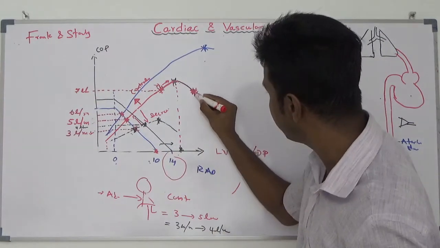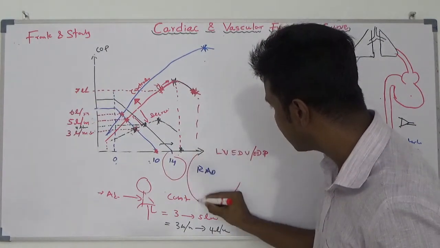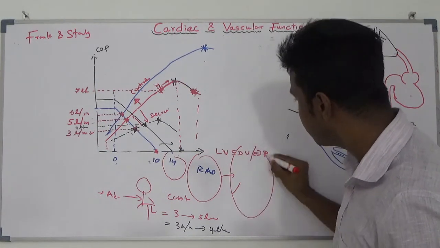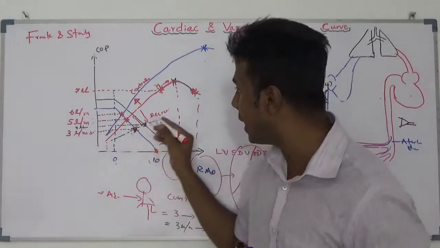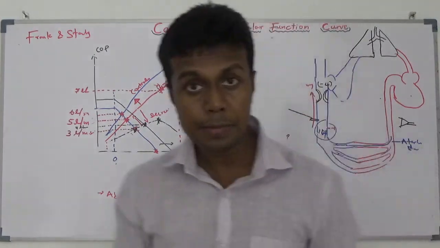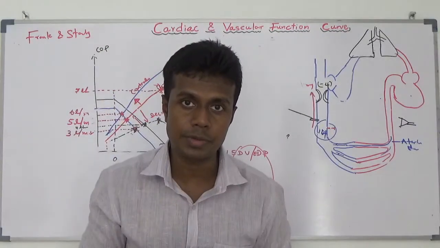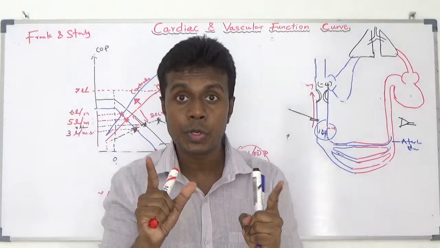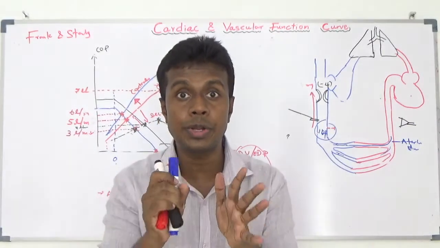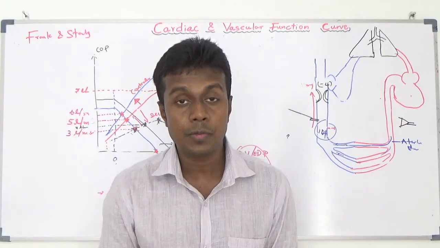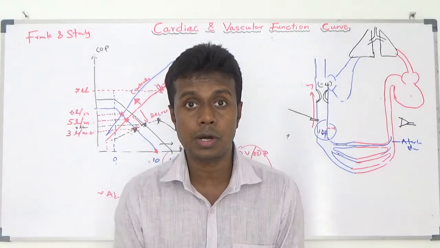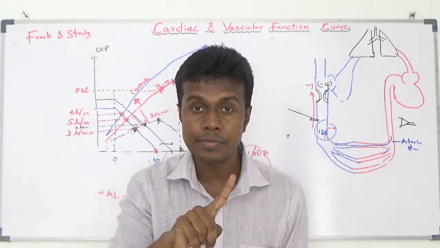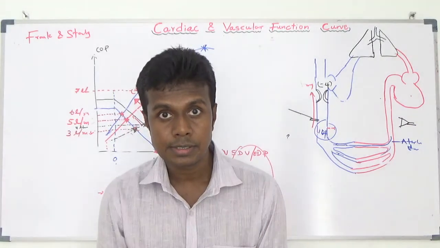If I am here, that means this much of heart. If I give further fluid, it becomes this much, the heart is going to fail, and cardiac output is going to drop. That means for the given cardiac output, you can have two outcomes if you give fluid to that patient. If you find a patient with 7 liters per minute cardiac output, if you give fluid to that patient, it can become 8 and it can become even 6 as well.